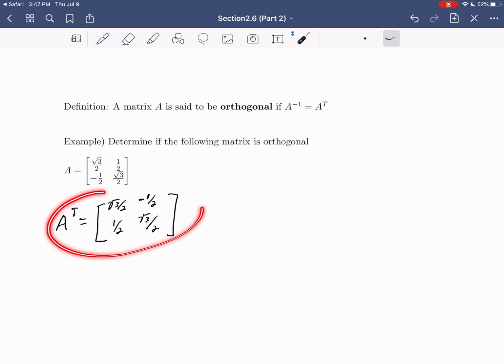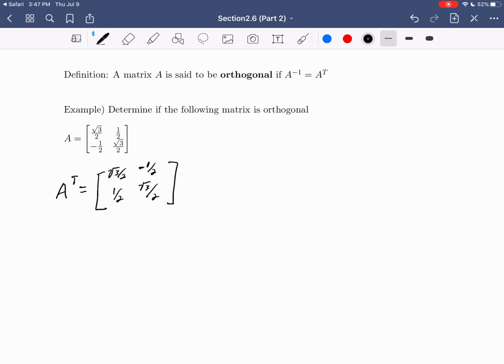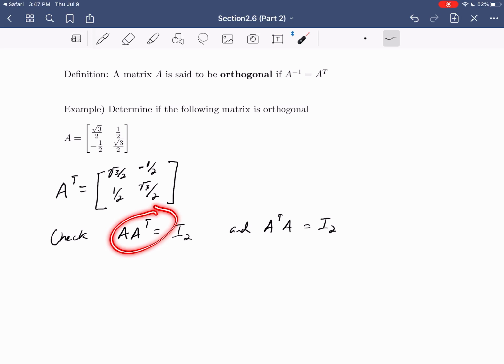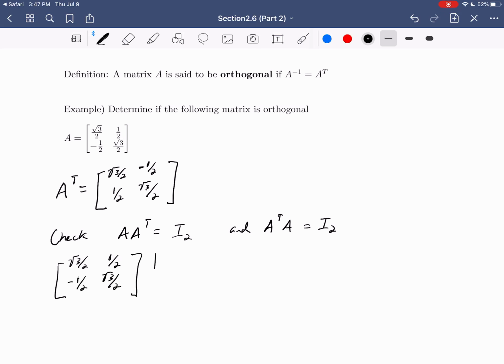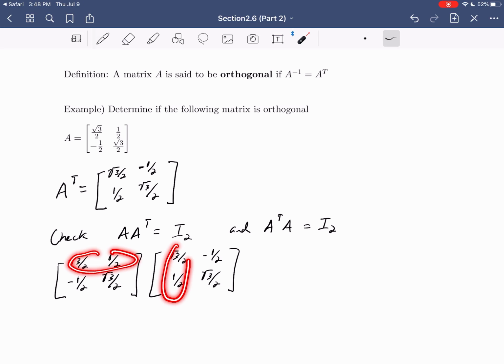Now, how would we check if A transpose is A inverse? Well, we can just check by multiplying. So let's check A transpose A equals I2, and A A transpose equals I2. So let's start with this one. That would be root 3 over 2, 1/2, negative 1/2, root 3 over 2, times root 3 over 2, negative 1/2, 1/2, root 3 over 2. So we're going to do this row times this column. Root 3 over 2 times root 3 over 2 is going to be 3 over 4. 1/2 times 1/2 is going to be 1/4. 3/4 plus 1/4 is going to be 1.